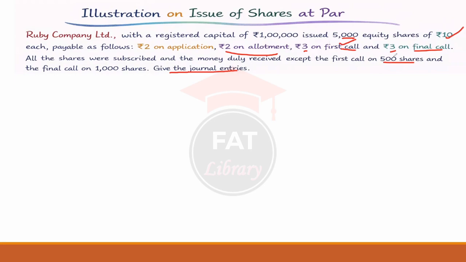So that will be calls in arrears. Again, they are not receiving for 1,000 shares on the final call, so for only 4,000 shares they are receiving the amount. So the bank account debit will be only for 4,000 shares. For the 1,000 shares they are not receiving the amount, so for that also you will get a calls in arrears entry. Remember, for each stage you will get two journal entries. If any additional transactions are there, then your journal entries will be extra.